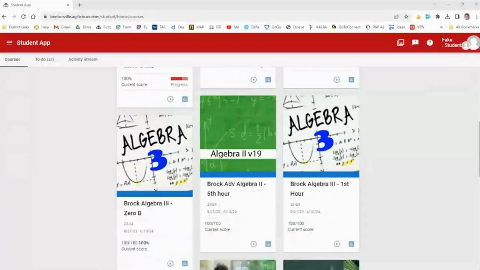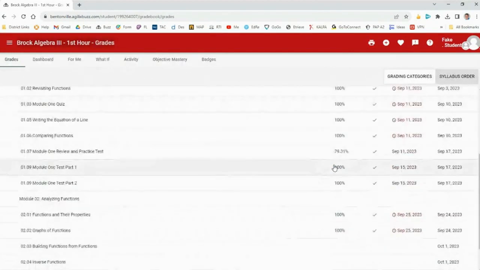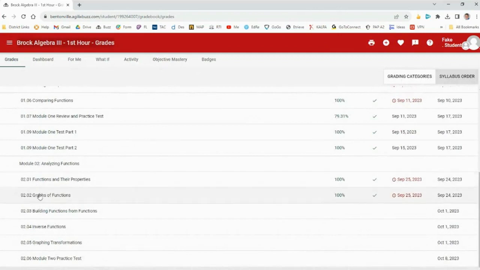All right, let's take a look at what we have going on this week. First hour right here, Algebra 3. This is moving along quickly. We go to our grade screen. See, last week we had 2.01, 2.02, so you should have that turned in already.